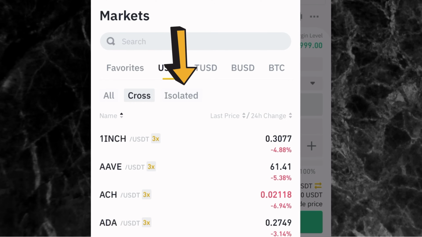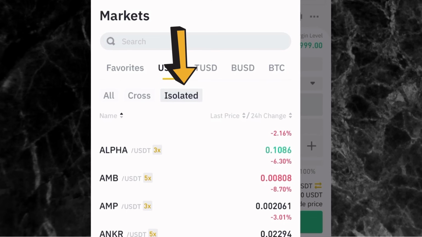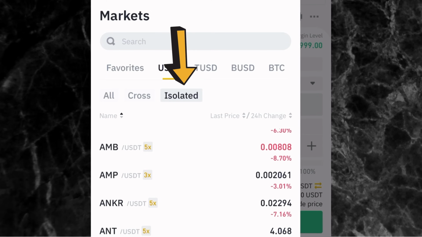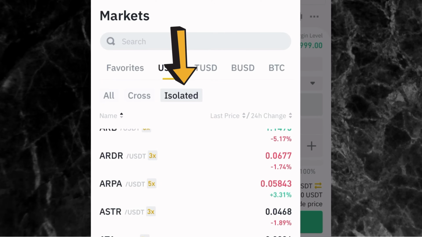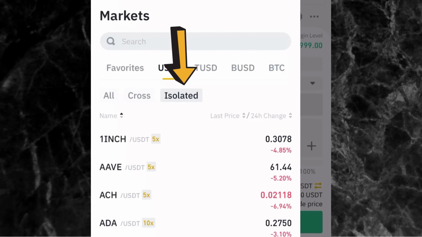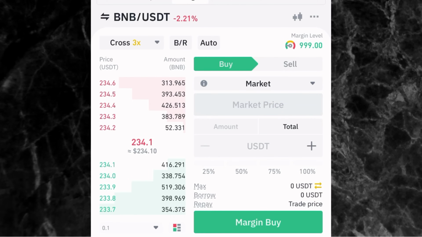While for isolated margin trading, you can use from 3x to 10x leverage. So if you look at right here, you'll be seeing that you have some for 3x, you have some for 5x, and you have some for 10x leverage. So you need to take note of that. So let's, for example, we want to stick to our BNB USDT cross margin trading. So you can see right here, we have cross and we have 3x. So that is something you need to take note of. Now the next thing is, what is the meaning of this 3x leverage or 5x leverage or 10x leverage?